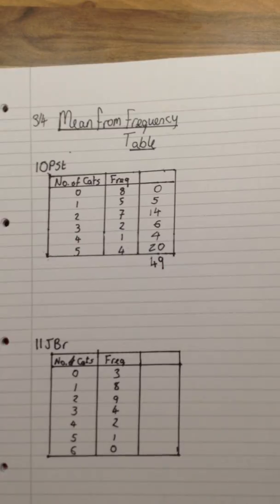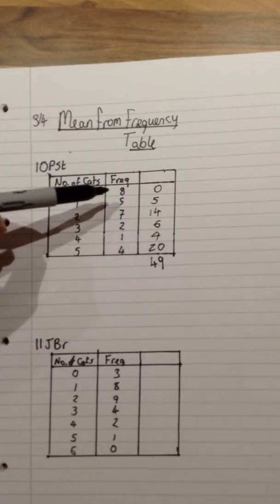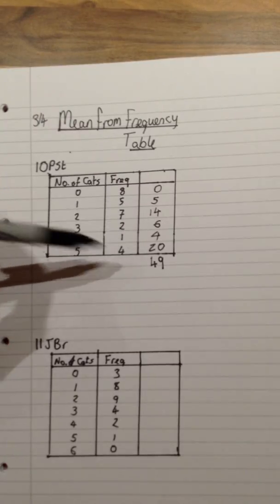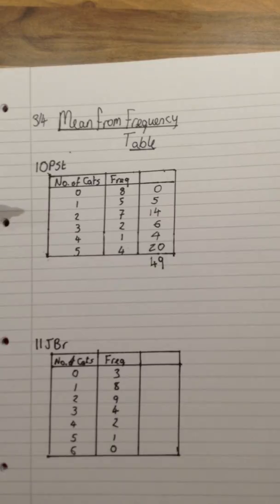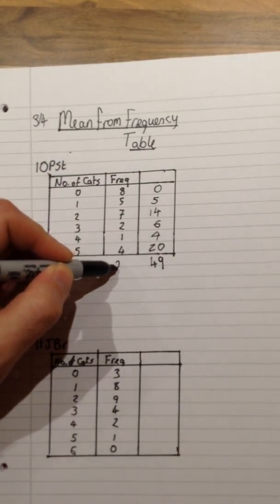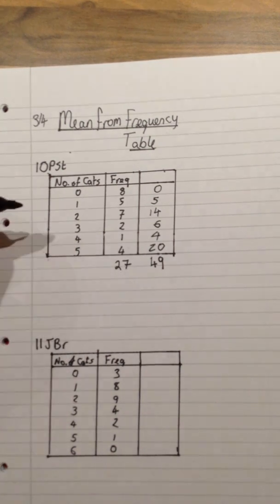If I wanted to work out the mean, what I would need to do is equally share each of those cats between all the people that I actually surveyed. In order to do that, I need to add up the frequency column. This column tells me how many people there are altogether in the form. This number, when added together, is 27.